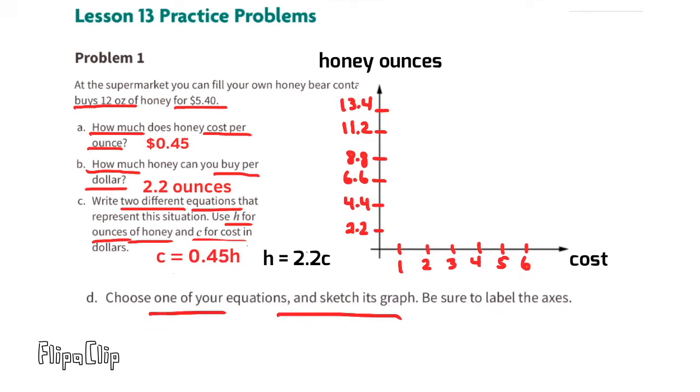D. Choose one of your equations and sketch its graph. Be sure to label the axes. The horizontal axis represents the cost, and the vertical axis represents ounces of honey. As you can see on this graph, $1 could buy 2.2 ounces of honey. That means that $3 could buy 6.6 ounces of honey.